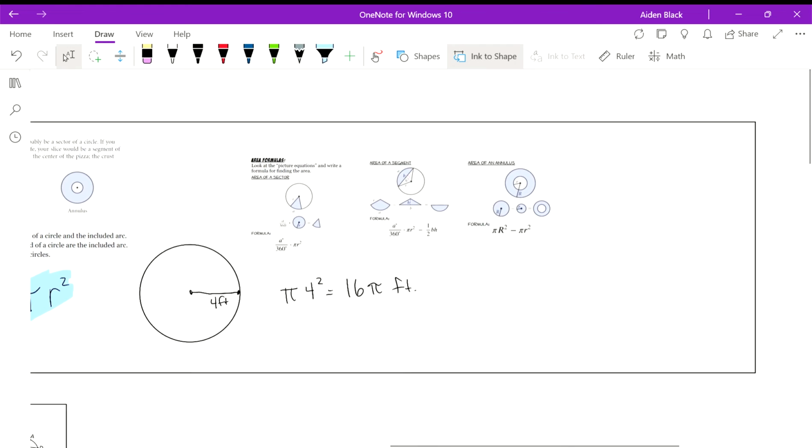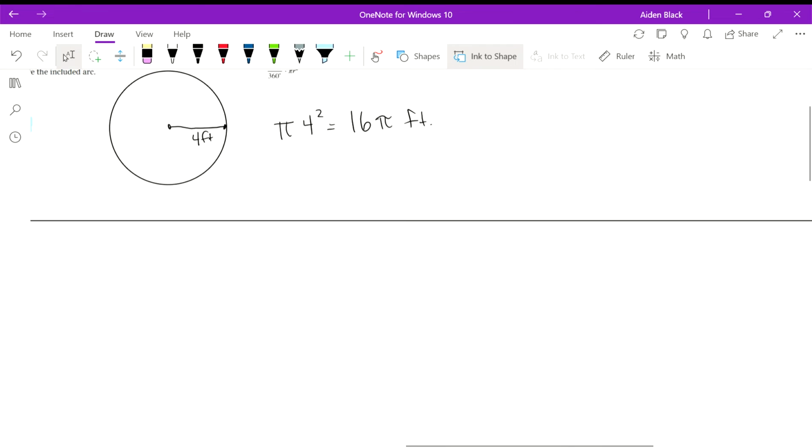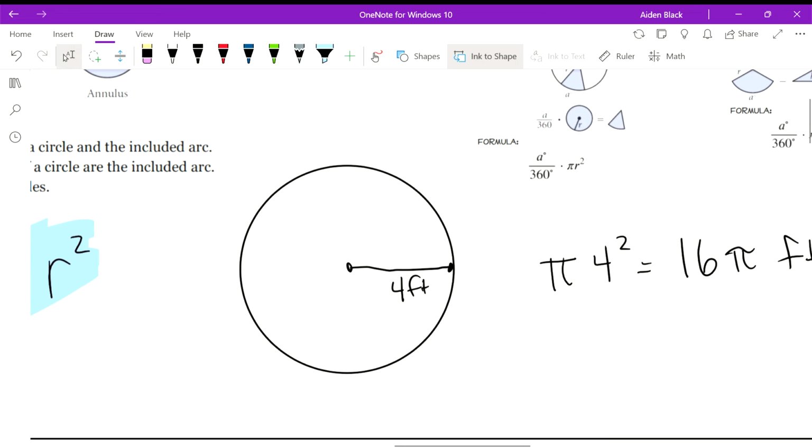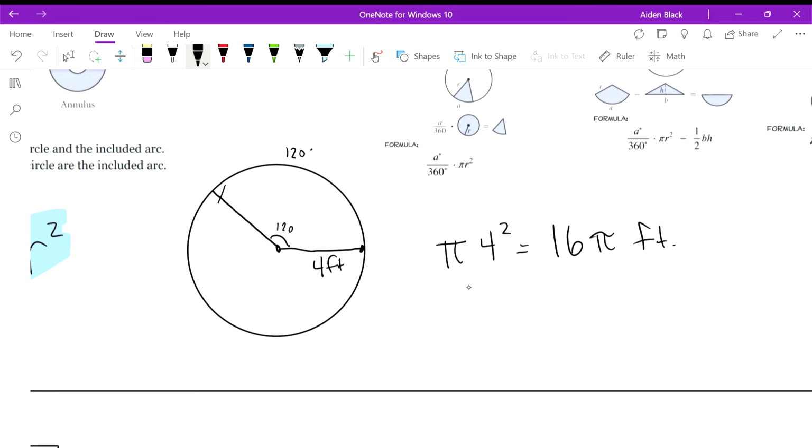So, do we have any? I'll make up a situation here. Let's use the same circle with the same radius, and let's do 120 degrees. This is 120 degrees, so the arc is 120 degrees. So, what is this area right here?